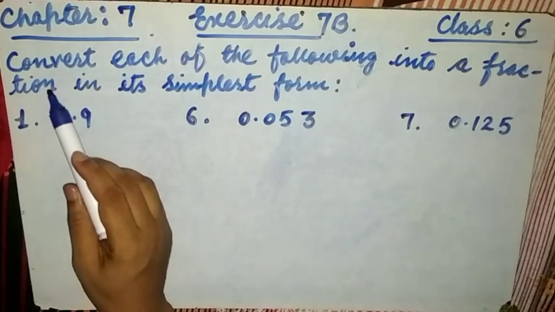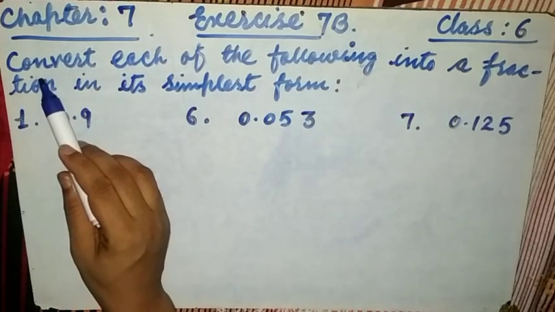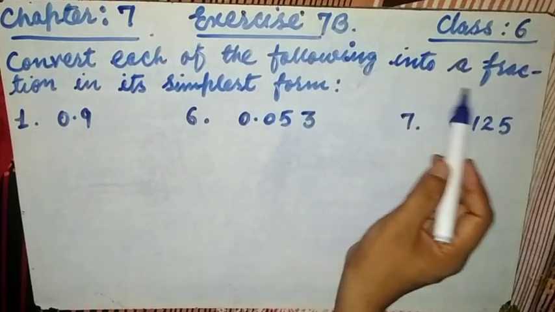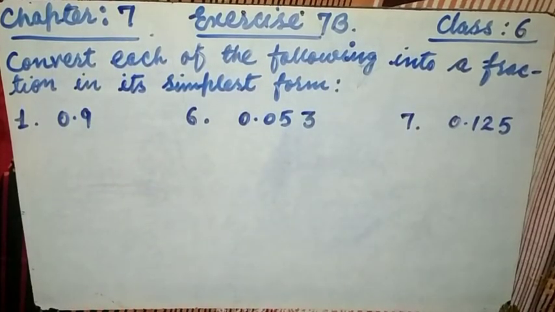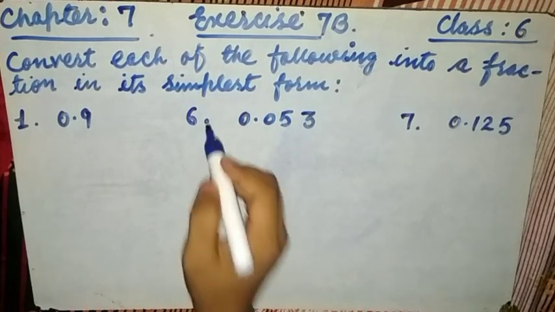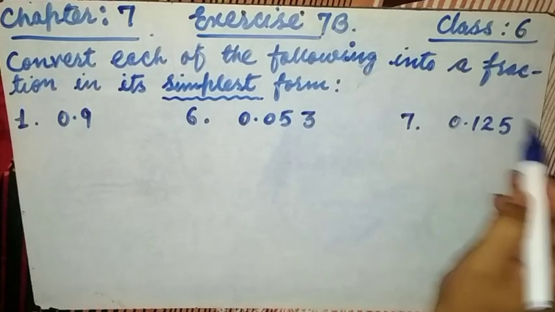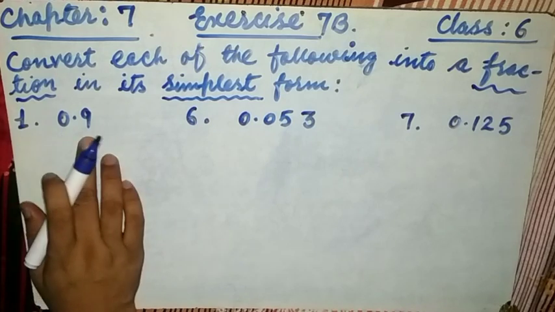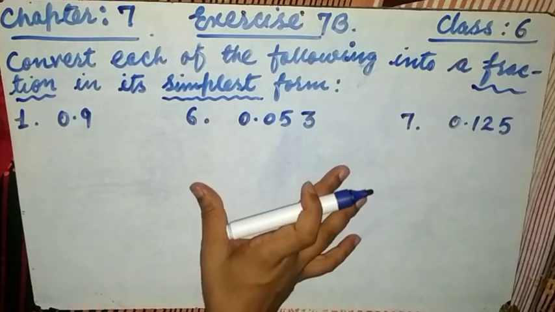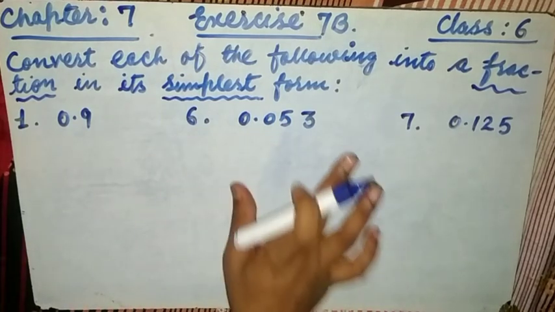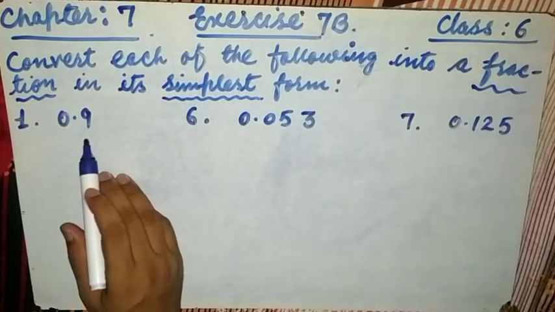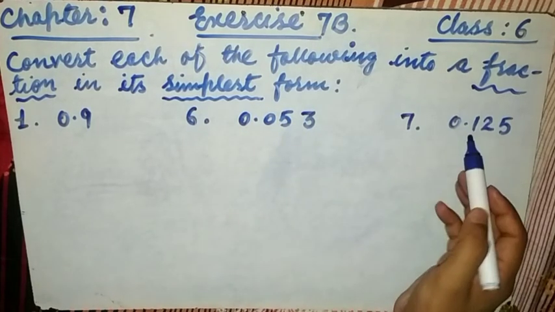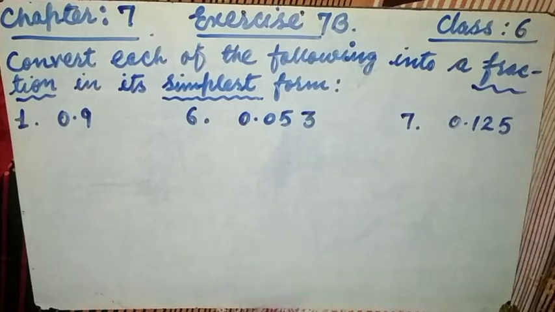Have a look friends. First question says convert each of the following into a fraction in its simplest form. So here are the words friends, the simplest form, and the fraction. If you look at the questions, we have taken three questions: first, 6 and 7. Here as you can see 0.9, 0.053 and question number 7, 0.125, and these are all decimal fractions. Remember friends, these are all decimal fractions.